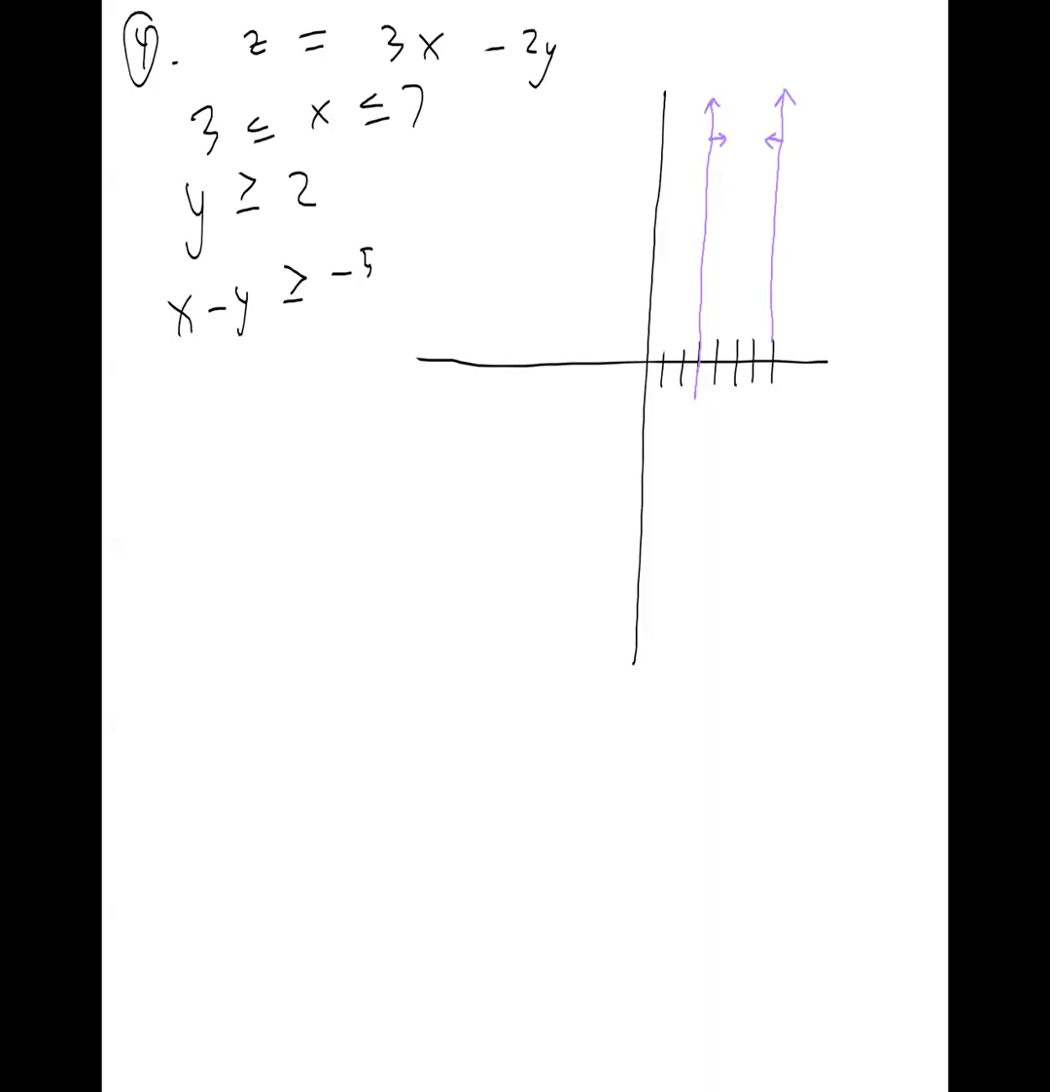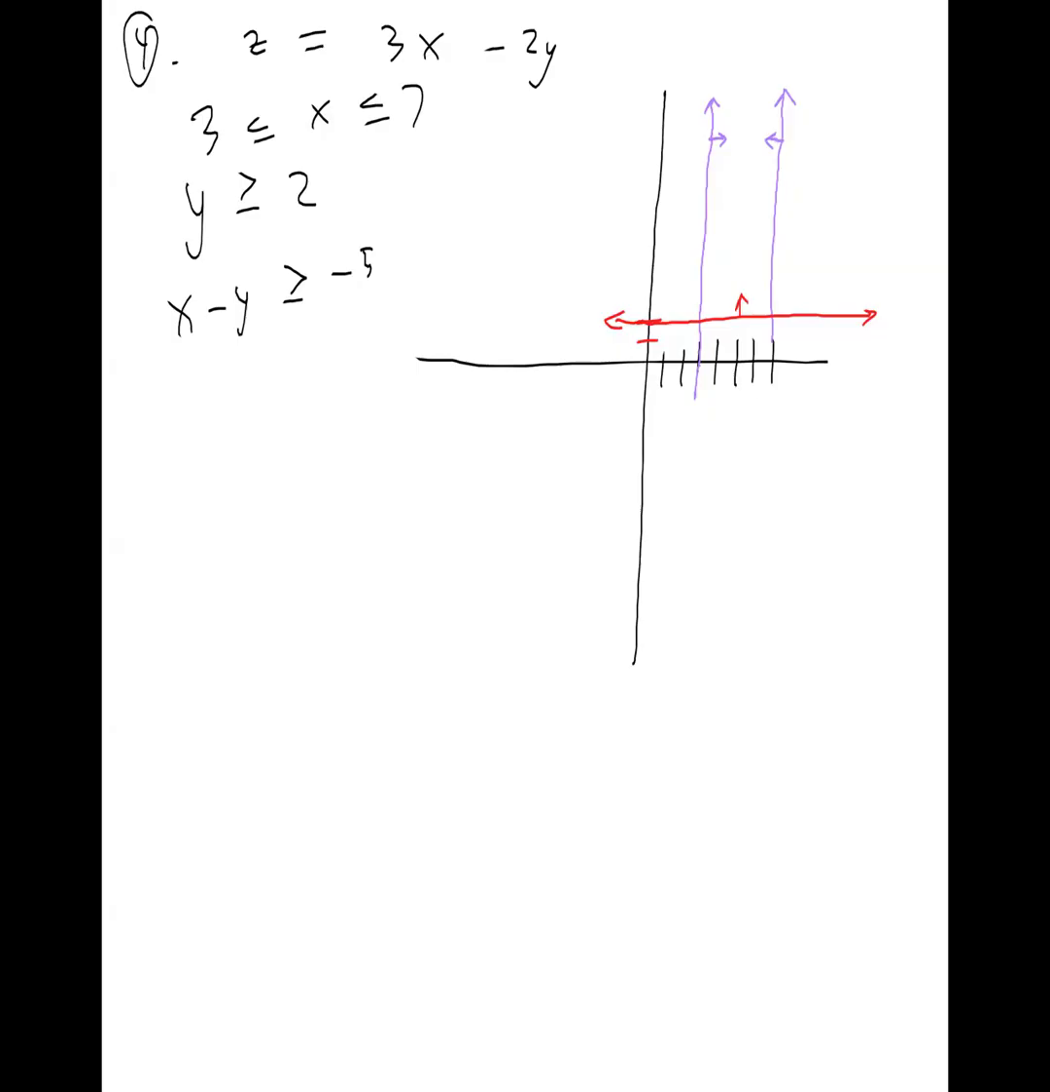The next line to graph is the line y is greater than or equal to 2. So we're going to go to y equals 2 into our horizontal solid line, like that. And then we're going to point above that line, because it says y is greater than or equal to 2.